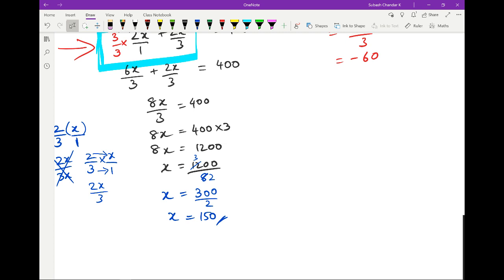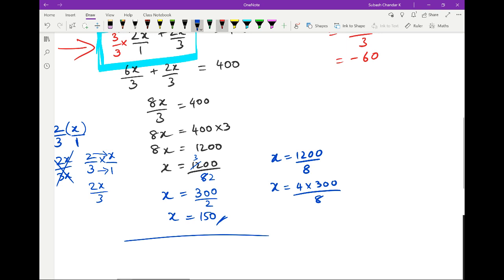But yeah, I'll show you guys another way of doing this. For x as 1200 over 8, what you can do is rewrite this as 4 times 300 over 8, and then you can say, well, 8 is actually a multiple of 4, so I can cancel that and write that as 1 and write that as 2.